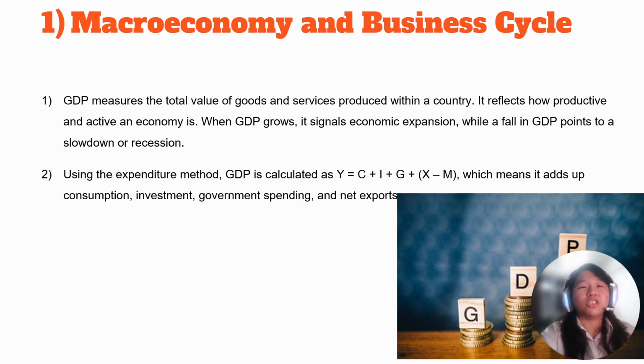Using the expenditure method, GDP is calculated as Y = C + I + G + (X - M), meaning consumption, investment, government spending, and net exports are added together.